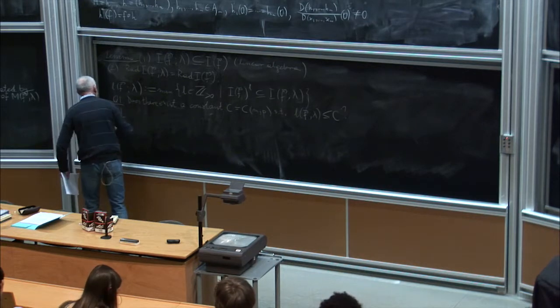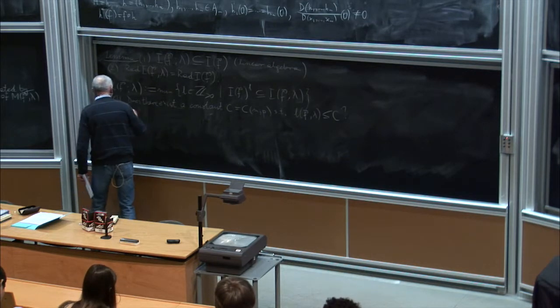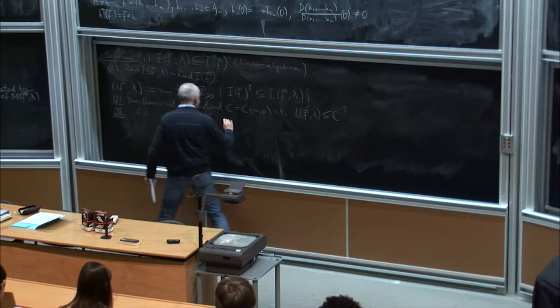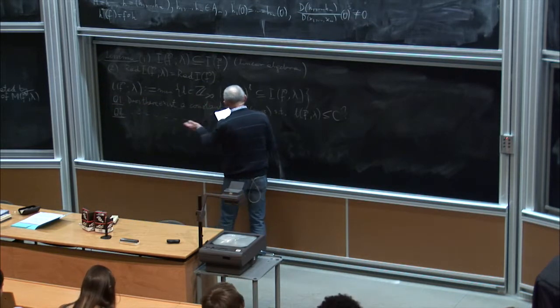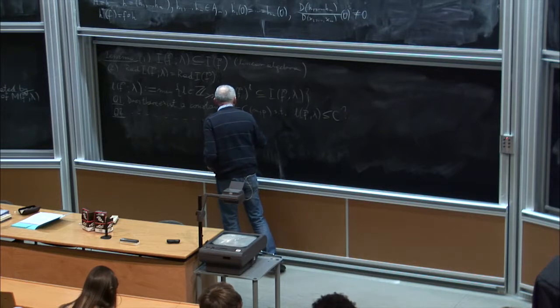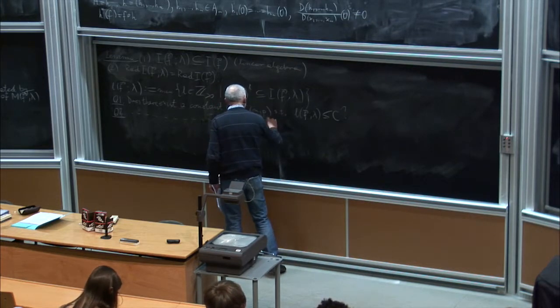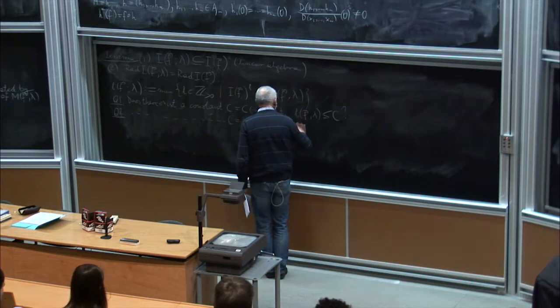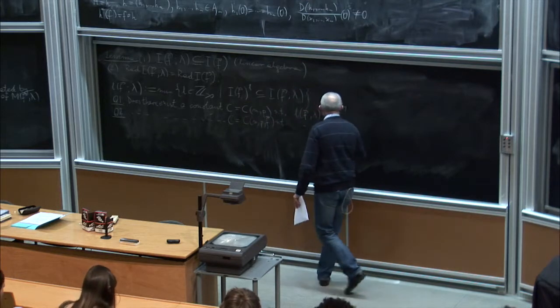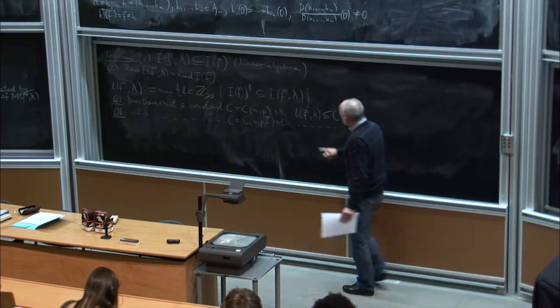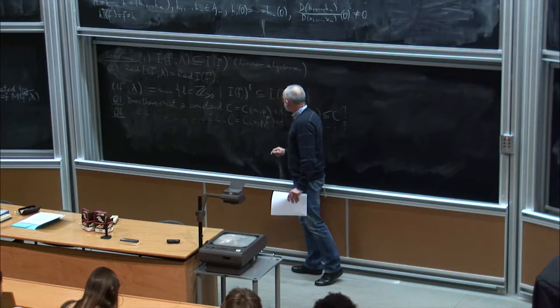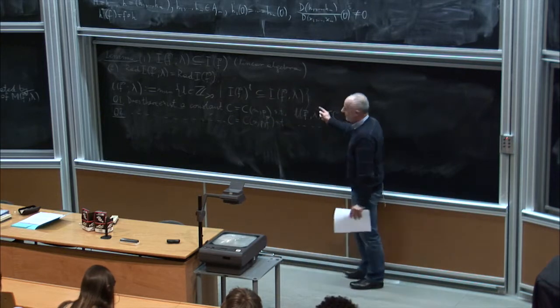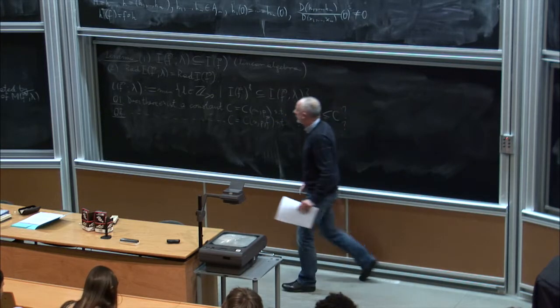Suppose that for some reason the answer is negative. So does there exist a constant C which depends on something more, depends on N, P, and F arrow, such that the same thing holds? So here, I'm saying that the constant should not depend on lambda.